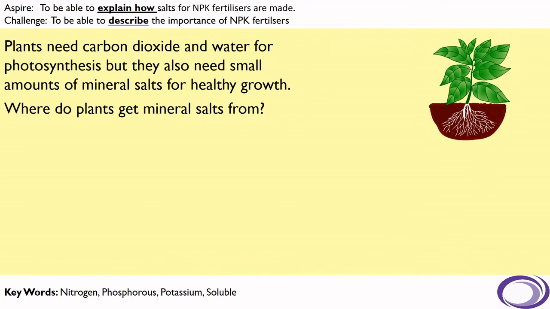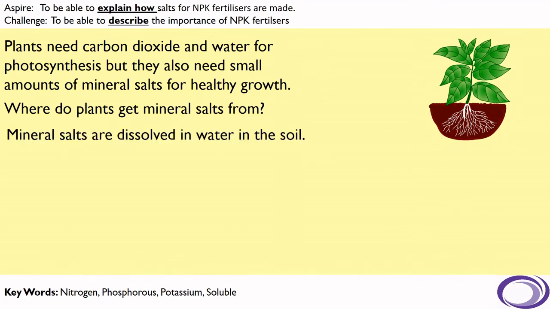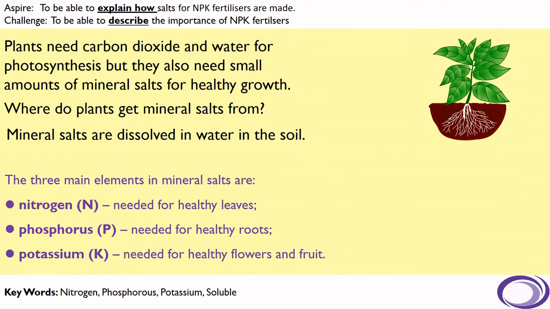Now, plants need carbon dioxide and water for photosynthesis, but they also need small amounts of mineral salts for healthy growth. Plants get that from the soil when those mineral salts are dissolved, when they are soluble. There are three main elements that mineral salts are. There is nitrogen, which is needed for healthy leaves, phosphorus, which is needed for healthy roots, and potassium, which is needed for healthy flowers and for fruit. I typically remember that one because bananas, a fruit, have a really high level of potassium in them.